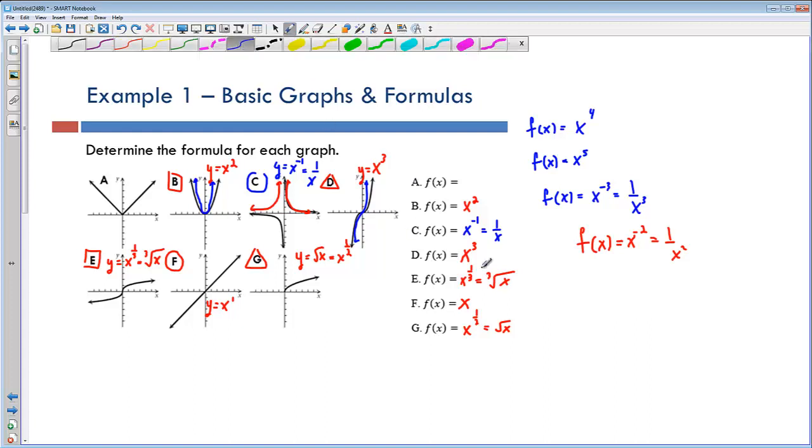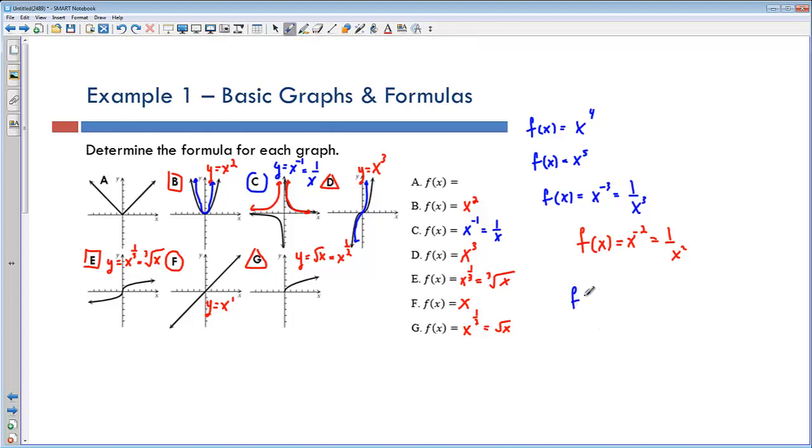even root, so if you have any even root, like you wanted to say, hey, what is the fourth root going to look like? Basically, the fourth root of x, which is really x to the 1/4, is going to look the same as the square root of x. It's just actually going to fall a little bit lower than the square root of x. So it might look something like this.